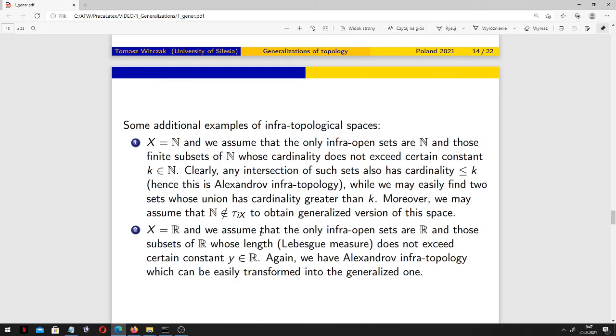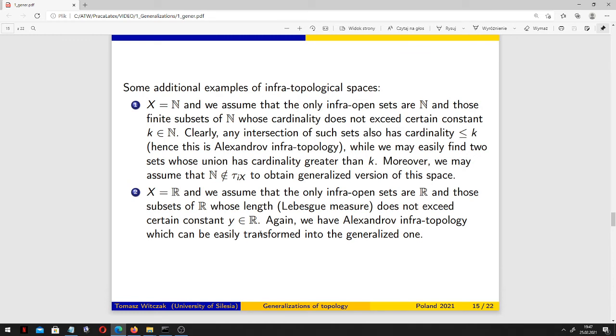Here we have some additional examples of infra-topological spaces. For example, assume that our universe is the real line and the only infra-open sets are the whole set R of real numbers, and those subsets of R whose length, namely Lebesgue measure, does not exceed a certain constant y. Again, we have an Alexandrov infra-topology, which can be easily transformed into a generalized one, because we may consider generalized infra-topologies in which the whole universe may not be open.